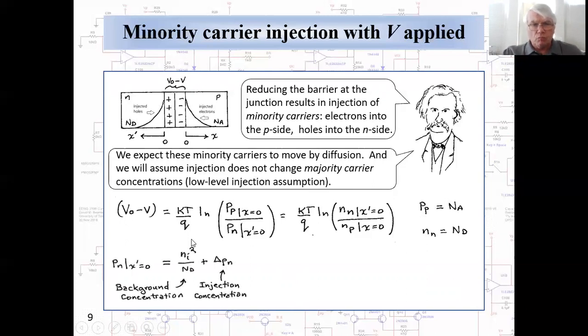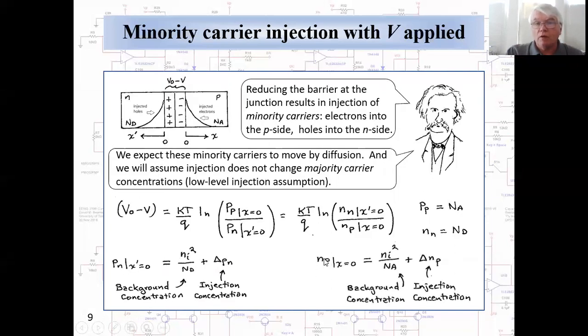So let's write an expression for the minority carrier concentration of holes, P_N at x prime equals 0. We can write this in terms of the background concentration, which is n_i squared over N_D, plus an injection term, which we don't know yet, but we will determine. That's delta P_N, the injected concentration of holes at x prime equals 0.